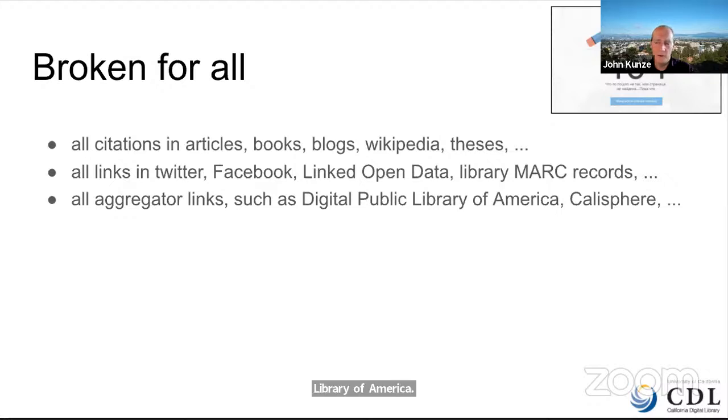Seriously, if you cannot trust libraries, archives, and museums to do persistent links, who can you trust? 20 years of scrambling is enough. Fixing this should be a high priority.